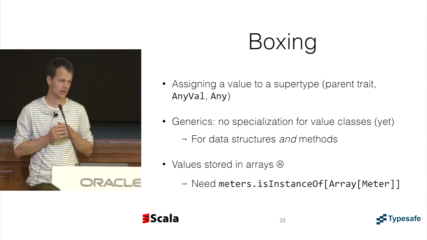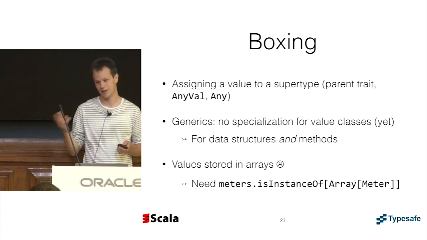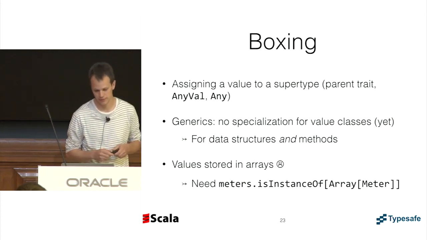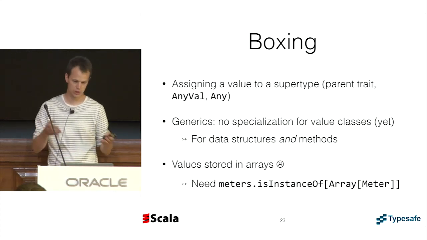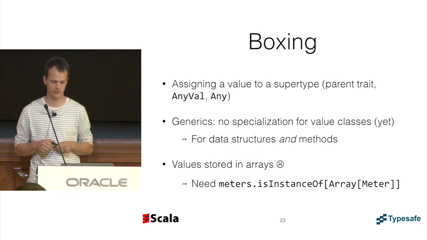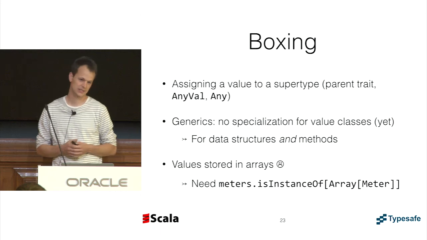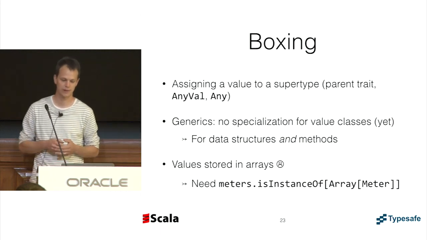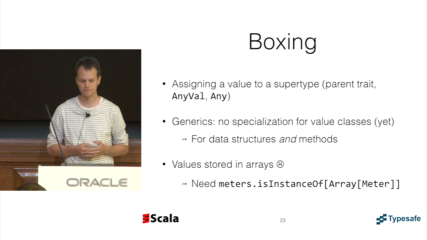Boxing also happens whenever you put a value into a data structure, so into a generic data structure. You could, of course, specialize the data structure, that would work. But if you use a value class in a generic position, then the Scala compiler will box all the instances. And well, we hope that eventually value classes and specialization might work together, but we haven't really worked on this yet.